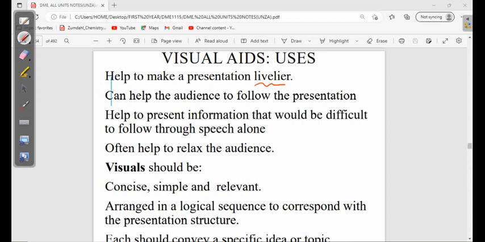So visual aids also can help the audience to follow the presentation, and they help also to present information that would be difficult to convey through speech alone. There are some things which are very difficult to understand just when you are speaking. So visual aids are there to help to follow through. Okay, and also they often help to relax the audience. Instead of the audience having to pay particular attention to every single word that you say, at least when they're able to see, even if they forget the words that you said, they can have a summary of what you have been saying just from the visual aids there. All right.